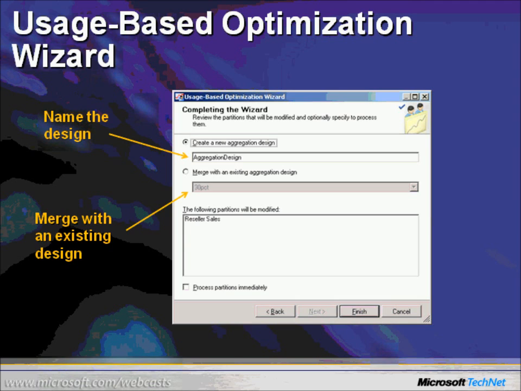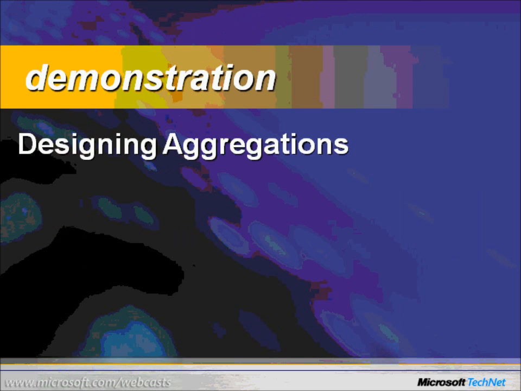The usage-based optimization wizard has been modified slightly for Analysis Services 2005. You can now name a design just like you could in the aggregation design wizard. You can also merge a new usage-based design with an existing aggregation design. Let's take a look at these in a demonstration.